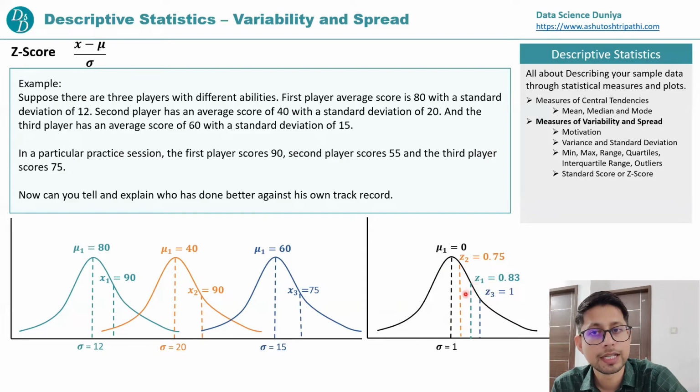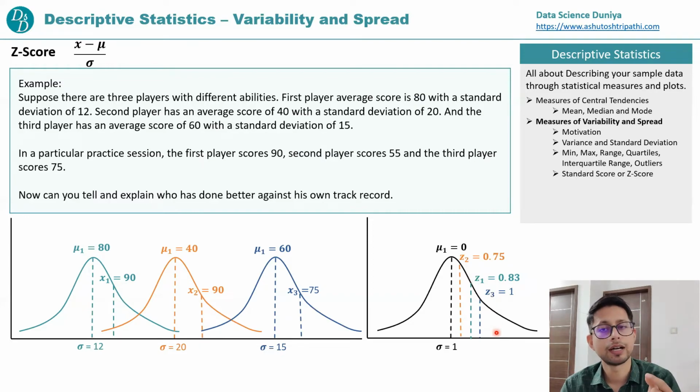Z1 compared to Z3 is nearer to the mean score, and Z2 is very near to the mean score on one side. So if you talk about one fine day, in that particular session, Z3 has performed better against his own track record. And then Z1 and then Z2, in that particular practice session.